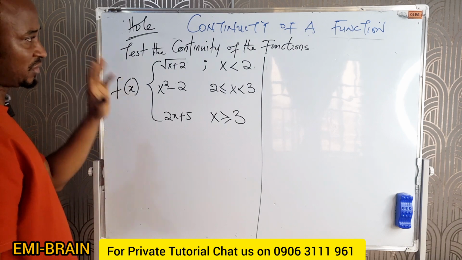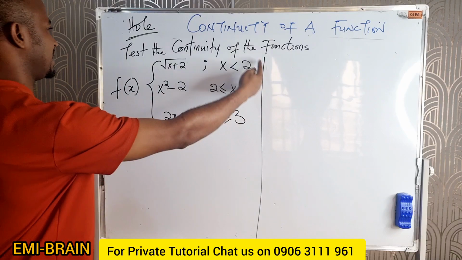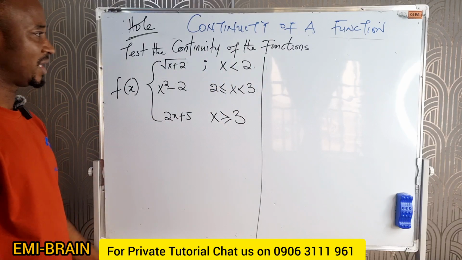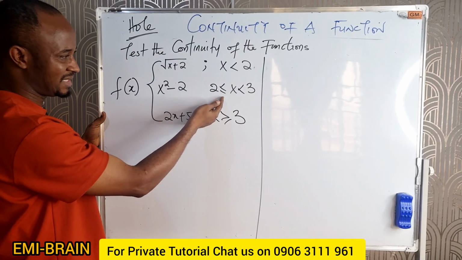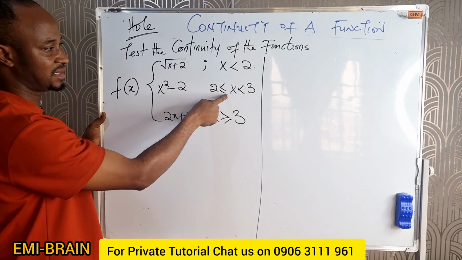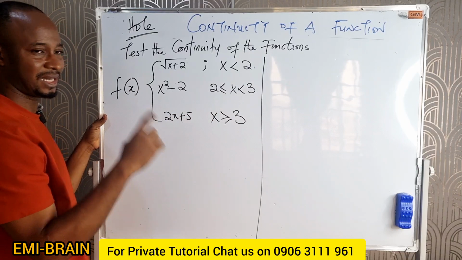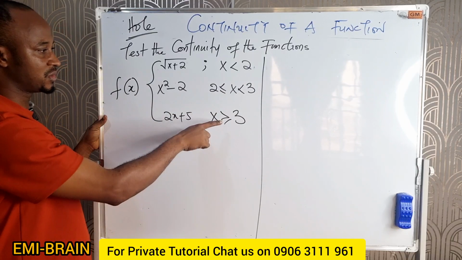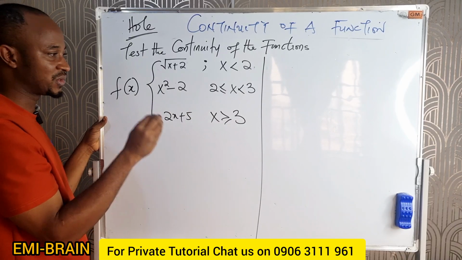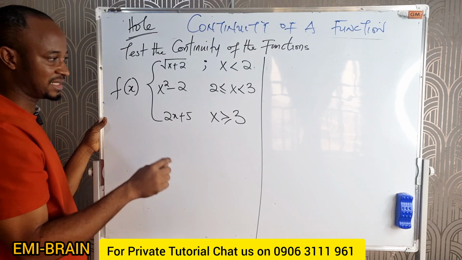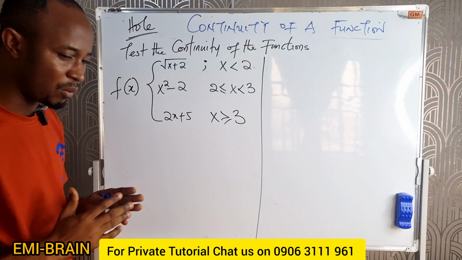If you look at this, we're not told to find the continuity of this function at a particular point. But looking at the range of values, the inequality signs given to us, we have 2 and we have 3. Here we have 2 is less than or equal to x, meaning the reverse says x is greater than or equal to 2. That means we have to test the continuity at x equals 2. Also, here we are told that x is greater than or equal to 3. That means we also have to test the continuity at x equals what? 3.